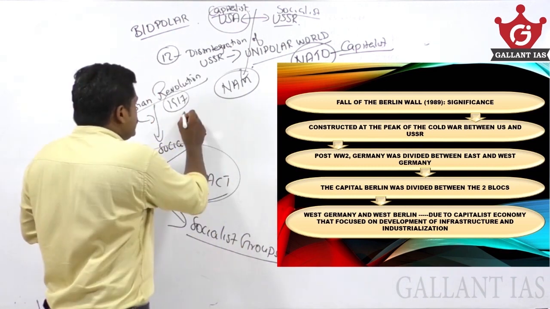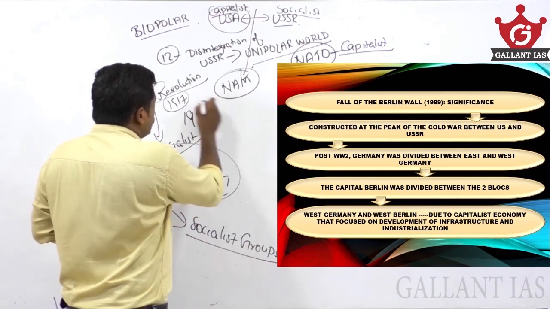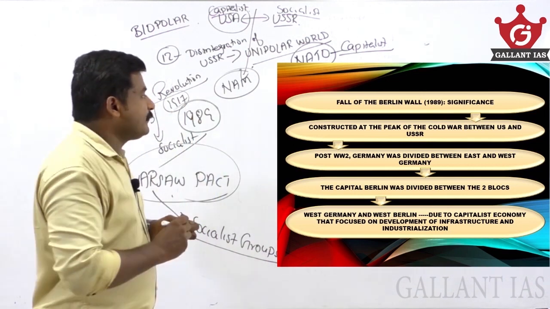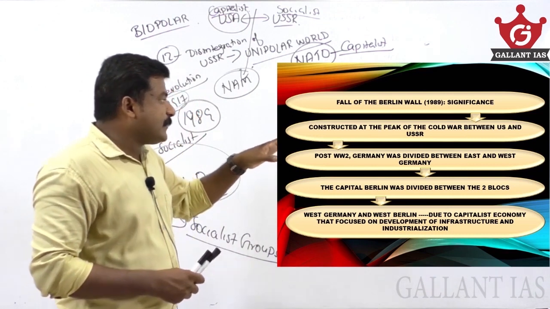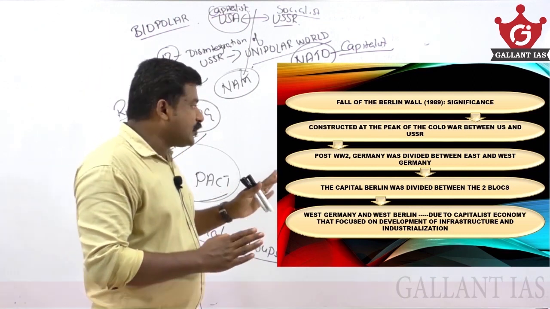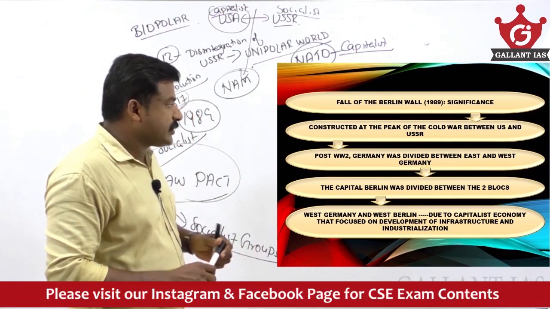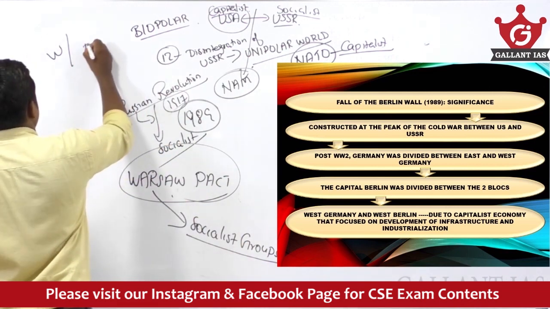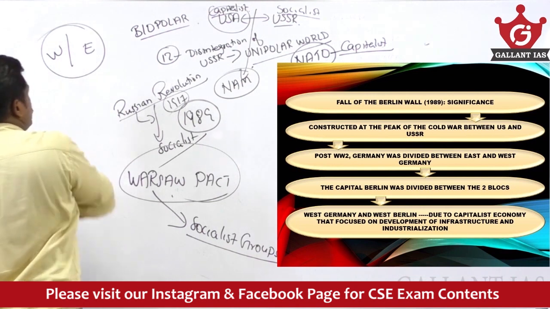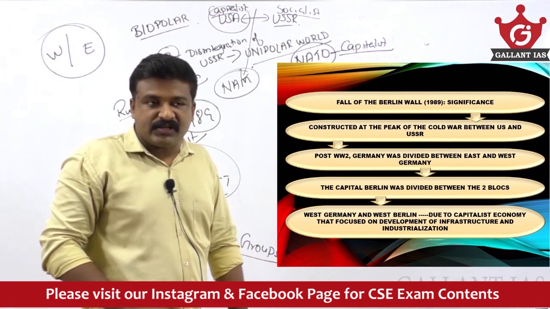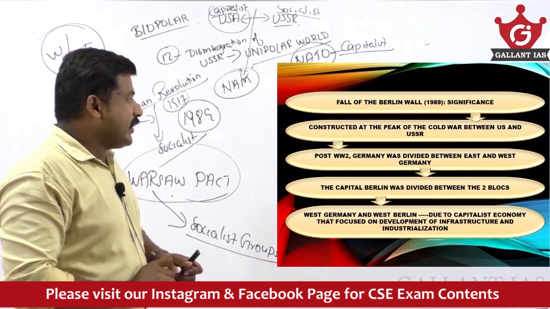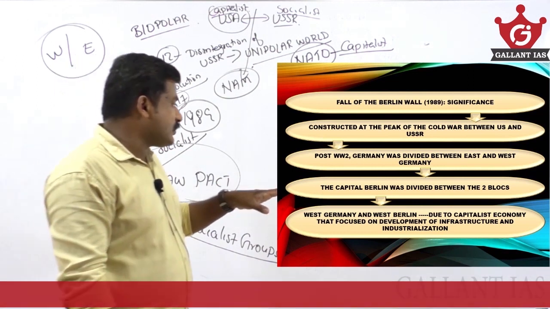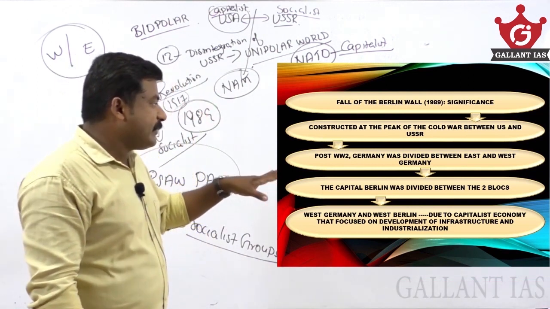That was in 1989, the fall of the Berlin Wall. This was constructed at the peak of the Cold War between the US and the USSR. Post World War II, Germany was divided as West Germany and East Germany. Take care, it was divided like West Germany and East Germany. The capital, Berlin, was divided between these two blocs.